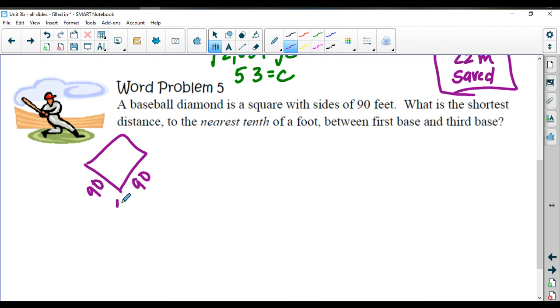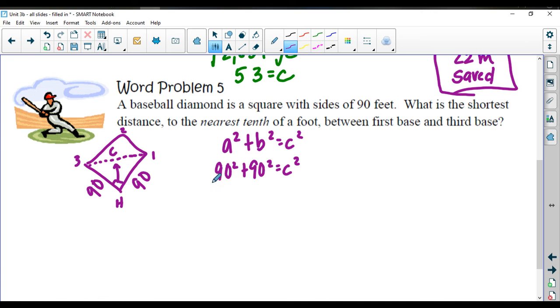All right, so let's say this is home plate right here. So this would be first, second, and third. So we're trying to throw from first to third, it looks like. Right angles right here. I'm trying to solve for the hypotenuse C. So a squared plus b squared equals c squared. 90 squared plus 90 squared equals c squared. This is going to give me 8,100. 8,100 equals c squared. 16,200 equals c squared. Take the square root of 16,200.